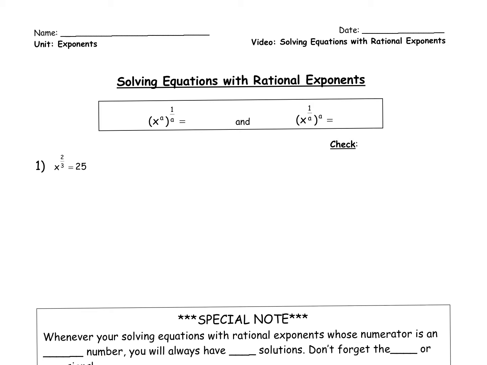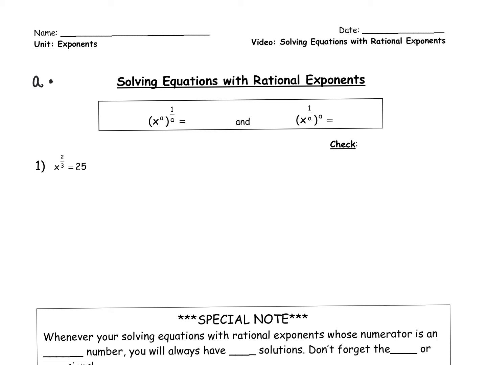Hi everyone, in today's lesson we're going to solve equations with rational exponents. So the rule for solving equations with these types of exponents is that we have to raise both sides to the reciprocal power. So let's just show you what I mean by that. If we have a as our exponent and we want to raise it to the 1 over a, what does that give us? Okay, well let's see.